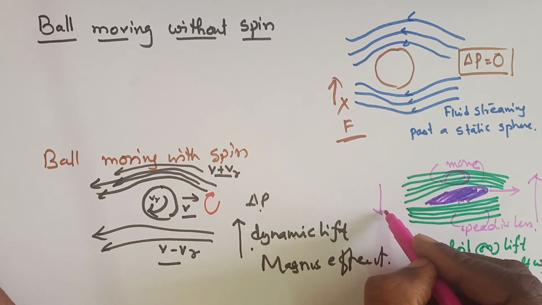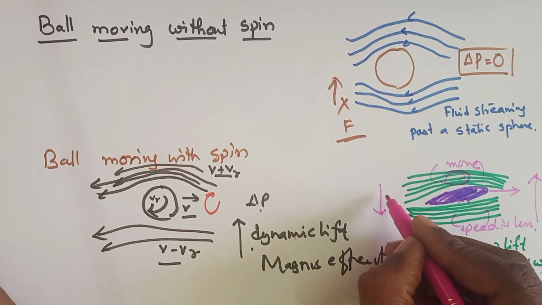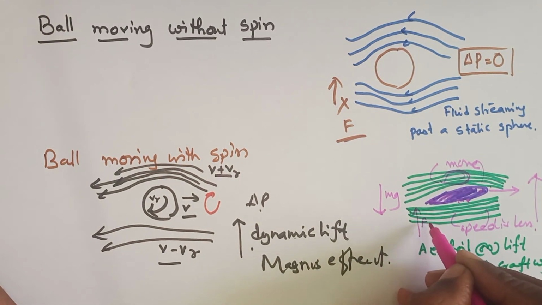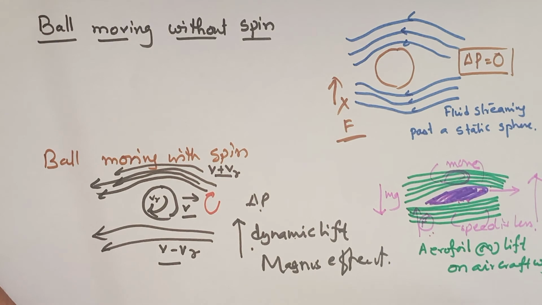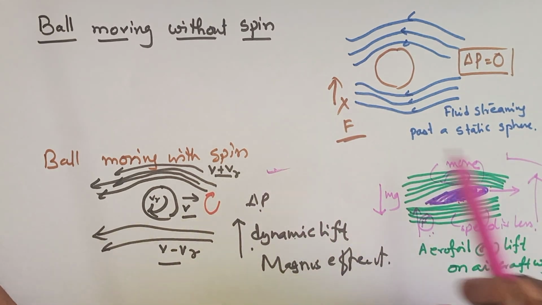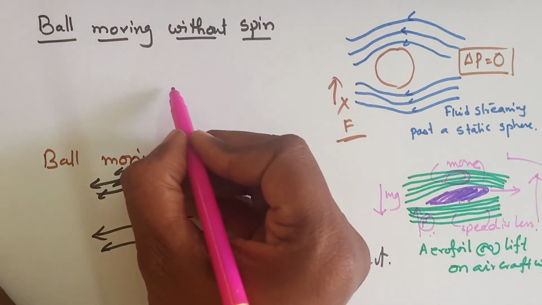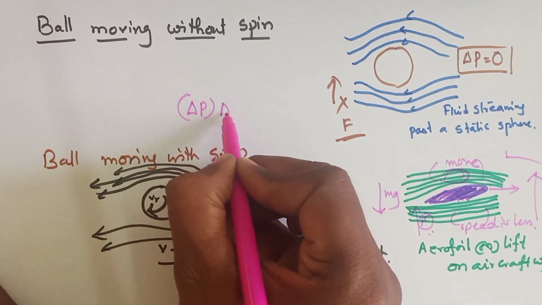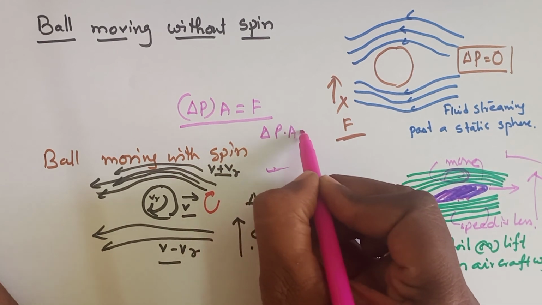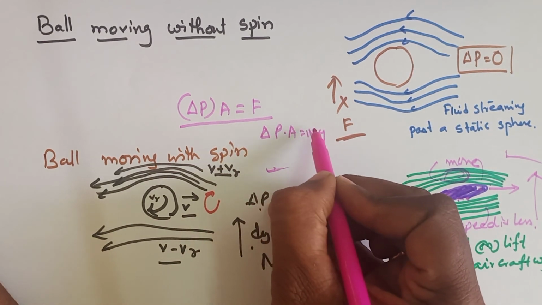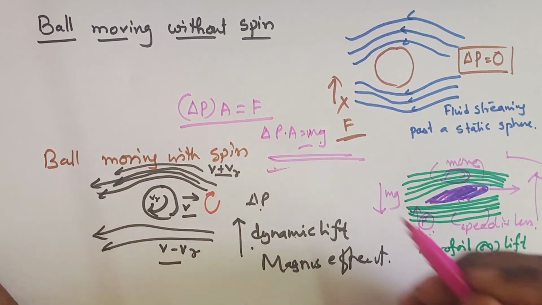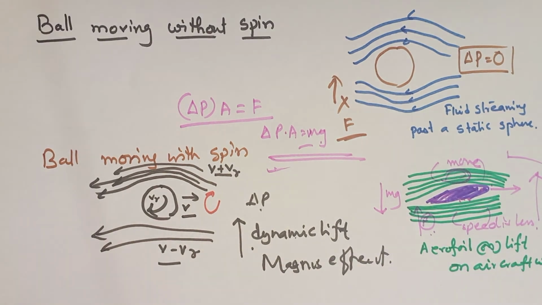The weight is always downward, mg, if the mass is there, and the dynamic lift F is the upward force. This is an application of Bernoulli's principle, because of the pressure difference delta p. Delta p into area is force. Here I will write delta p into area is equal to mg. In some problems this is useful and we can write like that.